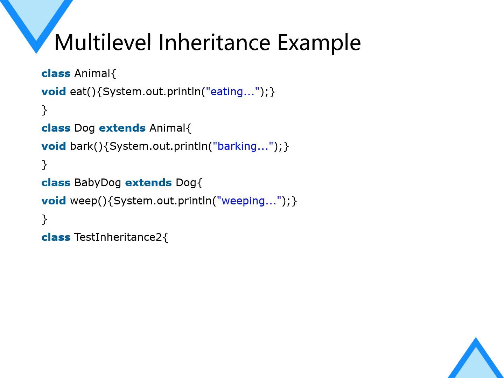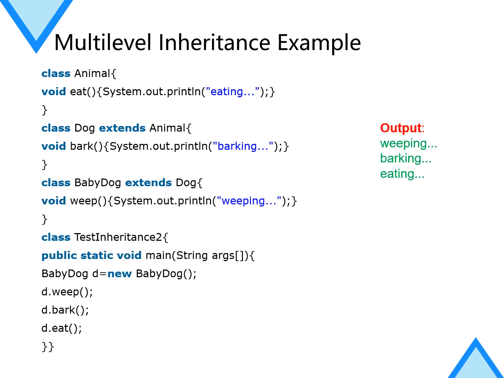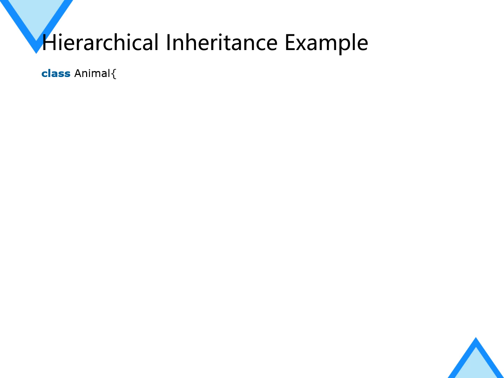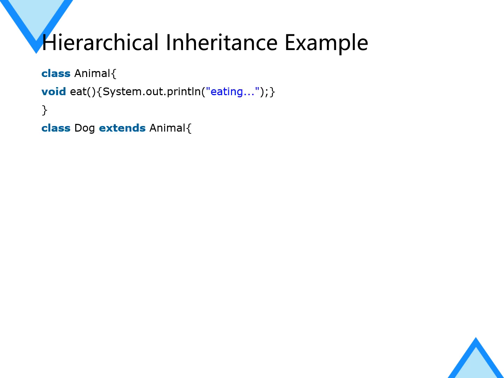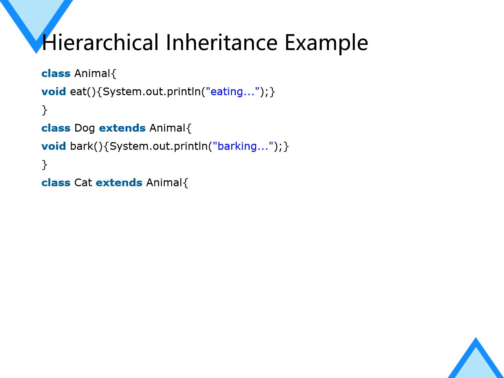So now going towards hierarchical inheritance. Here we will have a single parent class. Now the same animal class, and we have inherited another class dog from the animal class, and now we have cat class which is also inherited from the animal class. So now we have a single parent class, named animal, and this animal class has two subclasses or child classes. The name of the first child class is dog, and the name of the second child class is cat.